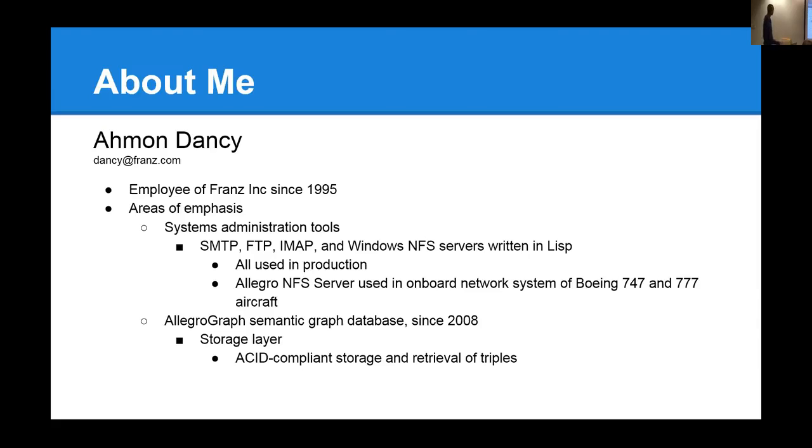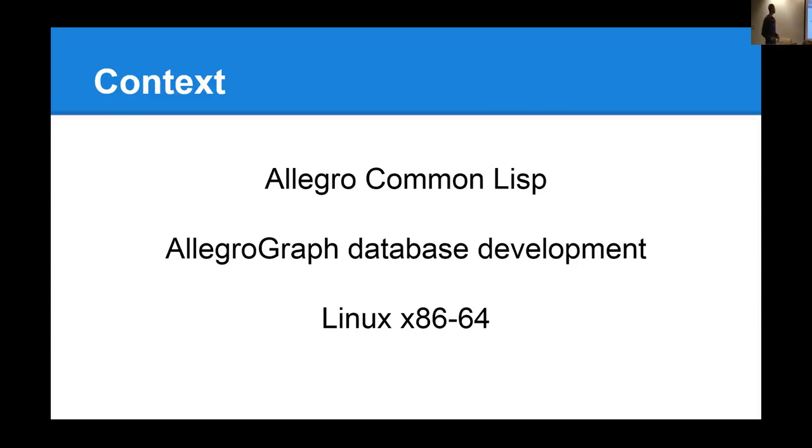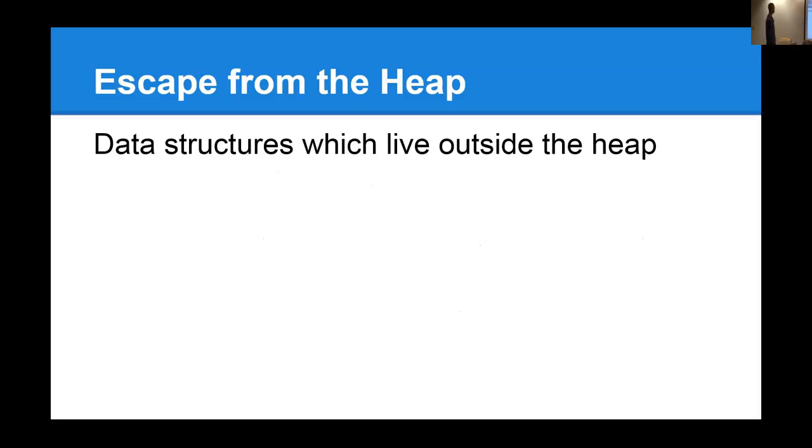So moving on. This talk is about using Allegra Common Lisp to develop Allegra Graph, some of the things we had to do. Right now, Allegra Graph only works on Linux x86-64, at least the server component. You can connect with various other clients. In particular, this talks about some of the data structures we created that live outside of the Lisp heap.